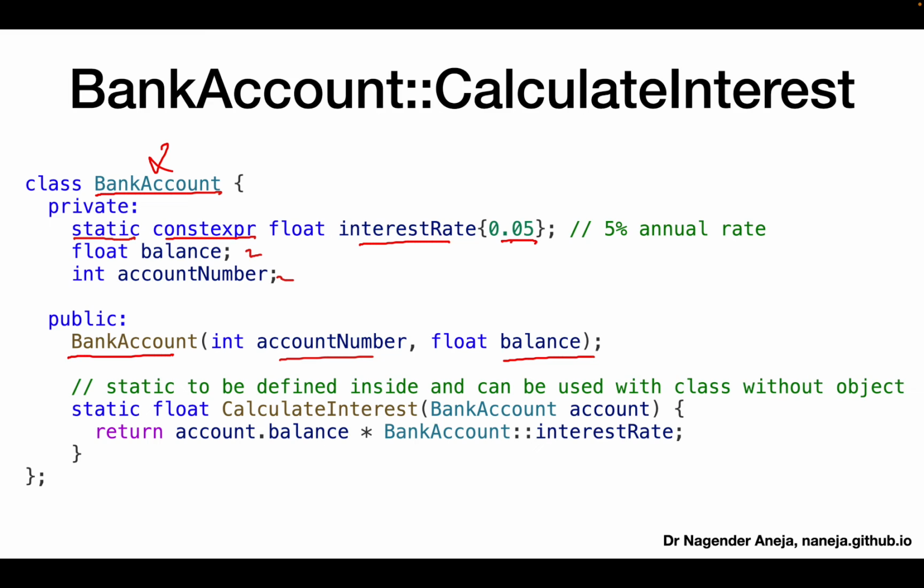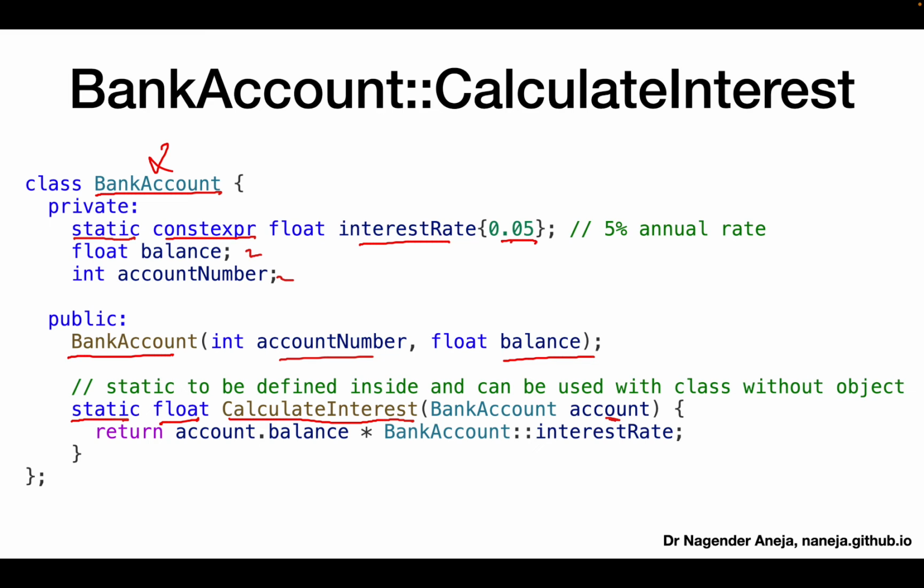Now, we want to define a static function. Let's say we have calculateInterest. At the end of the month, you want to compute the interest and allocate that money to each account. So it's not dependent on your instance, right? It should be a class function depending on the BankAccount. That's why we are defining it as static, and it returns a float value. Static means that it is a class function, not an object function.